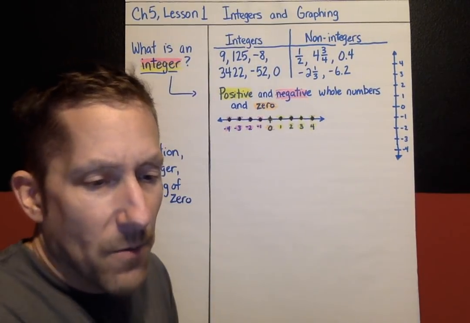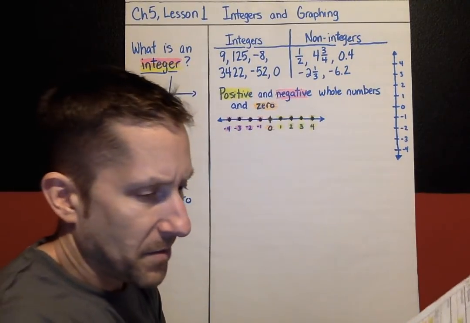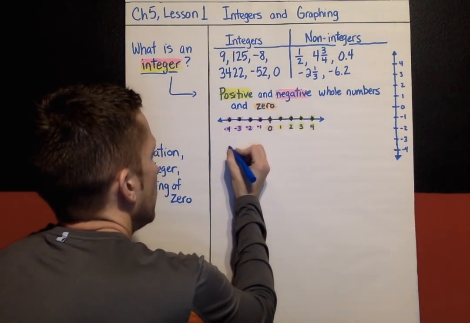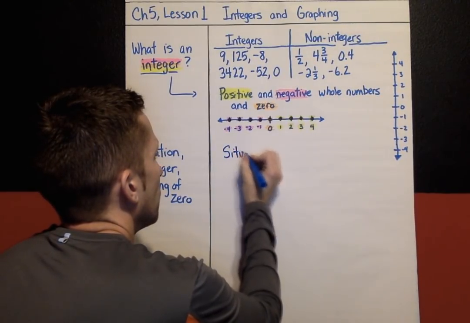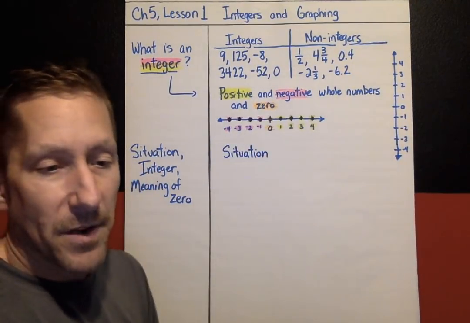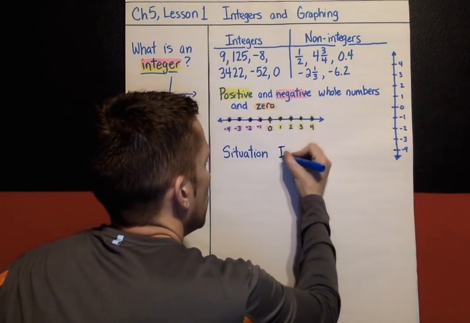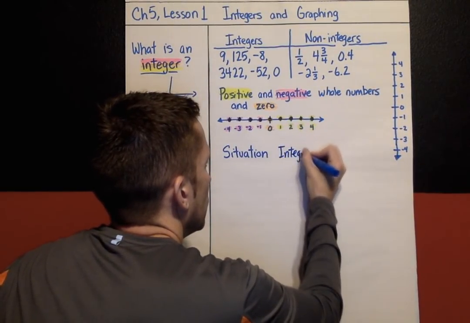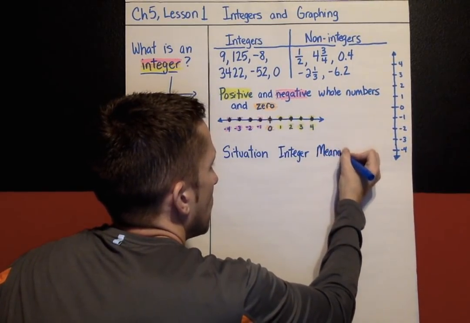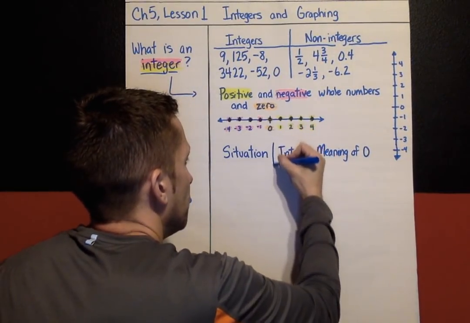So what I want you to do next is we're going to make, let's see, how should we do this? We're going to make a table. We're going to have a situation, a real-life situation, an integer, and meaning of 0.